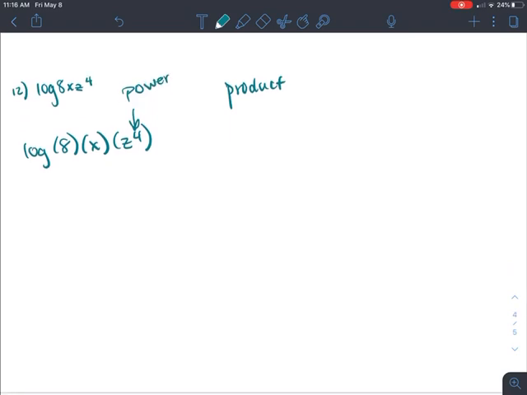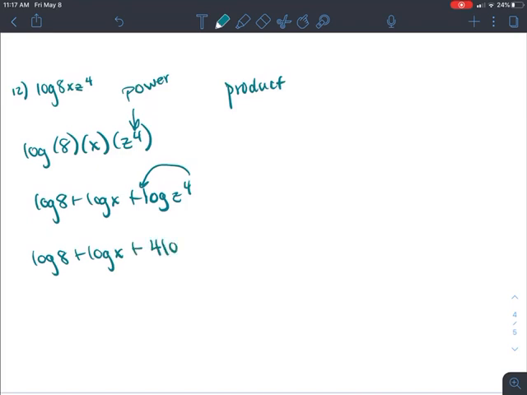So I can write these as 3 separate logarithms and add them together: log 8 plus log x plus log z^4. Then I have to bring the exponent out front. So I go log 8 plus log x plus 4 log z. Okay? And that is the answer to this worksheet.